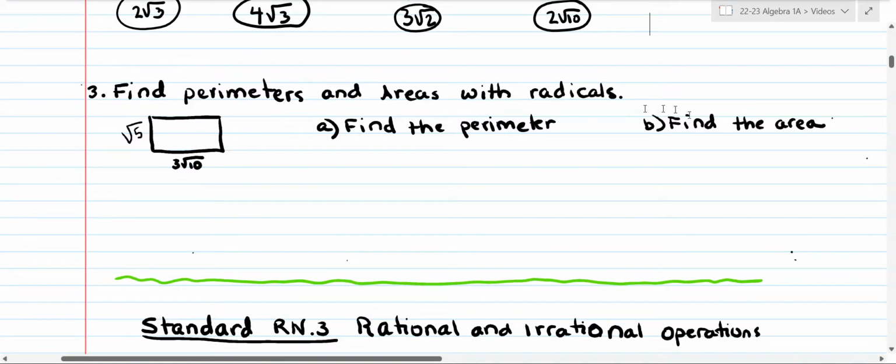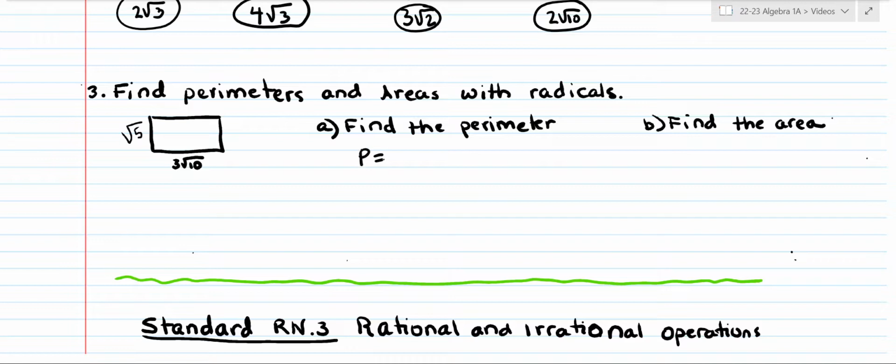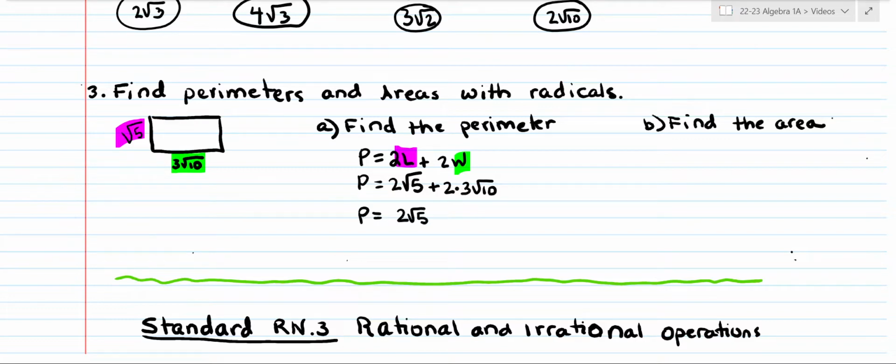Finding the perimeters and areas with radicals. The perimeter, that means you need to add all the sides. And so in adding all the sides, the perimeter for a rectangle is twice the length plus twice the width. So it'll be 2 times radical 5, right? We're assuming the length is radical 5. And the width can be that one. Plus 2 times 3 radical 10. All right, let's clean that up a little bit. 2 radical 5 plus 2 times 3 is 6, so that's 6 radical 10.